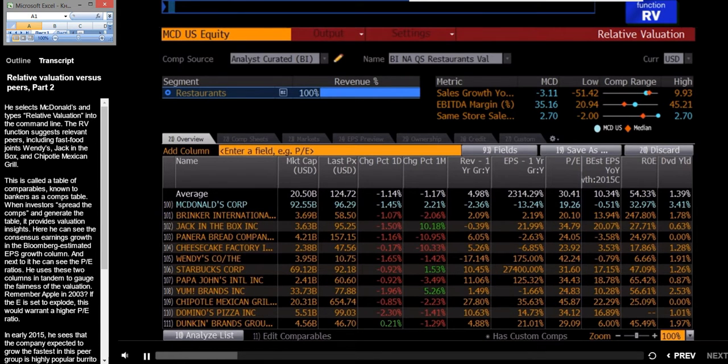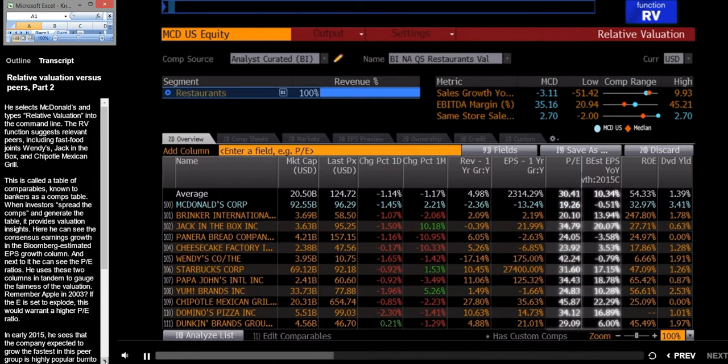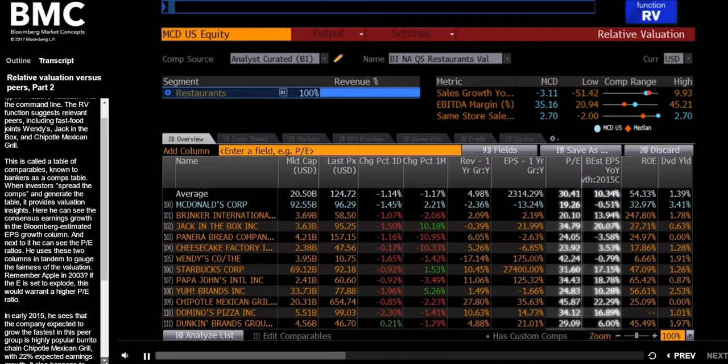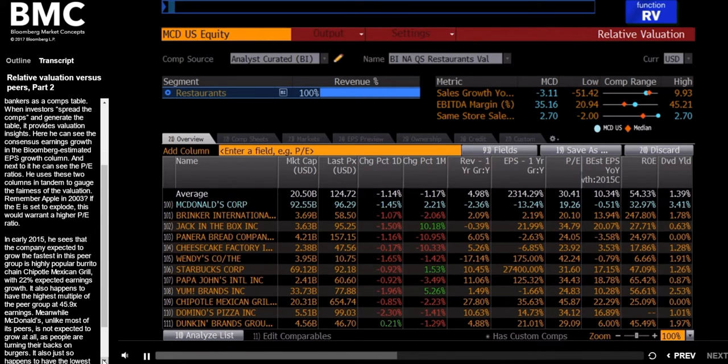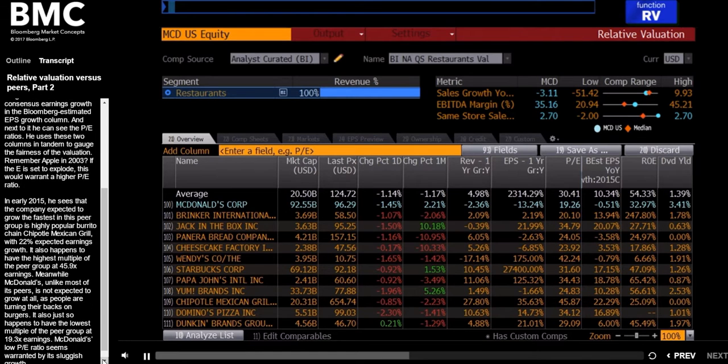This is called a table of comparables, known to bankers as a comps table. When investors spread the comps and generate the table, it provides valuation insights. Here he can see the consensus earnings growth in the Bloomberg estimated EPS growth column. And next to it, he can see the PE ratios. He uses these two columns in tandem to gauge the fairness of the valuation. Remember Apple in 2003? If the E is set to explode, this would warrant a higher PE ratio.